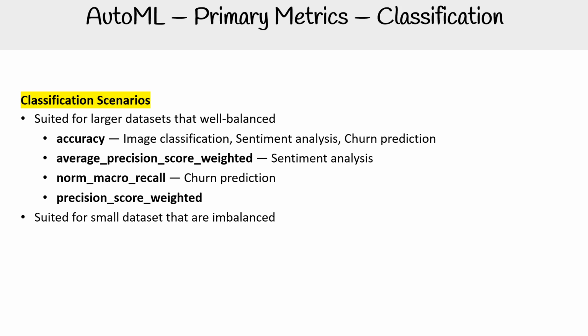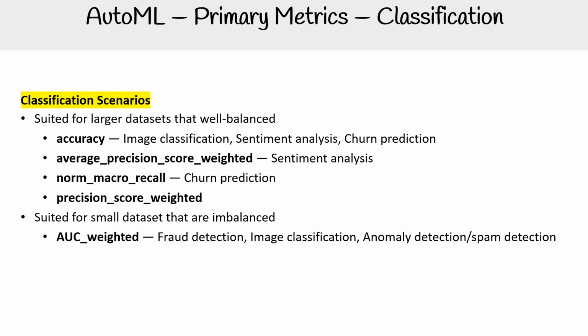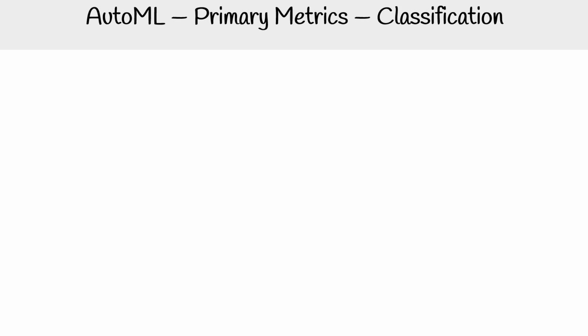Next, suited for smaller data sets that are imbalanced, so that's where your data set might have 10 records for one and 500 for the other on the label. So you have AUC weighted: fraud detection, image classification, anomaly detection, spam detection.